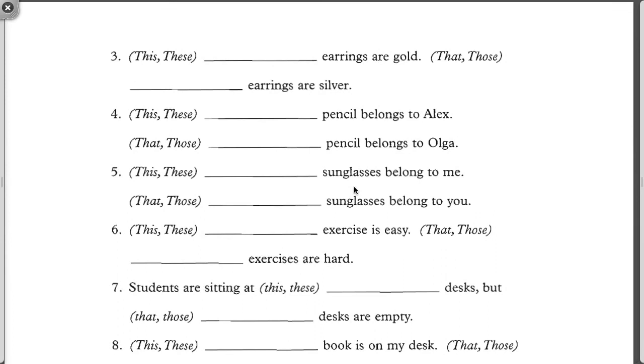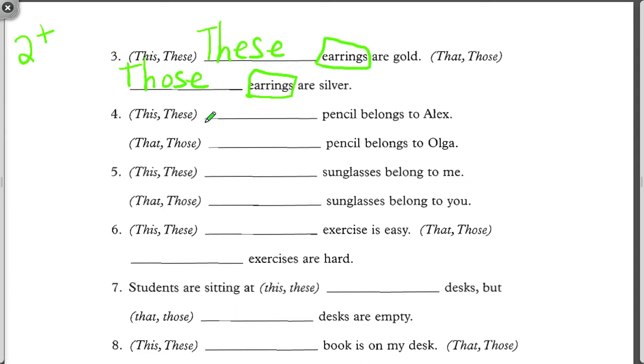Number 3, this, that, these, and those. Earrings is plural. 2 plus. These earrings are gold. Again, plural. Those earrings are silver. Plural is 2 or more. This is 1.